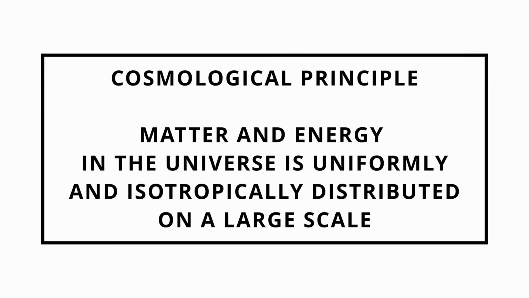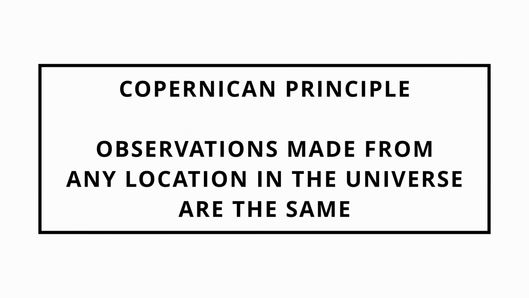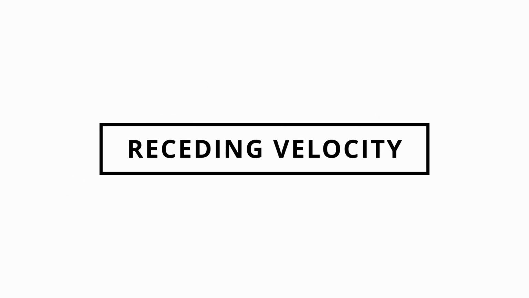The cosmological principle is the notion that the matter and energy in the universe is uniformly and isotropically distributed when viewed on a large enough scale. The Copernican principle states that observations made from any location across the universe are the same. It is a well-known scientific fact that our universe is expanding, but this expansion occurs in a very special and peculiar way.